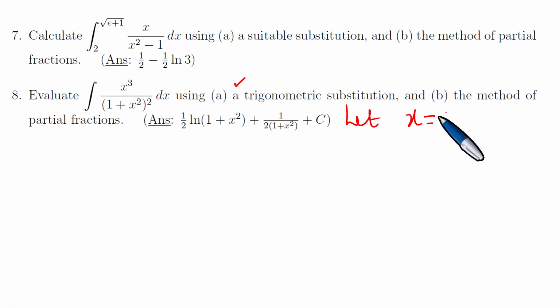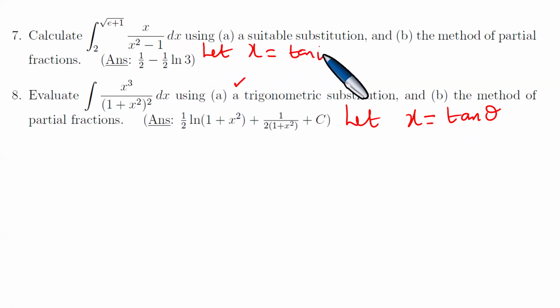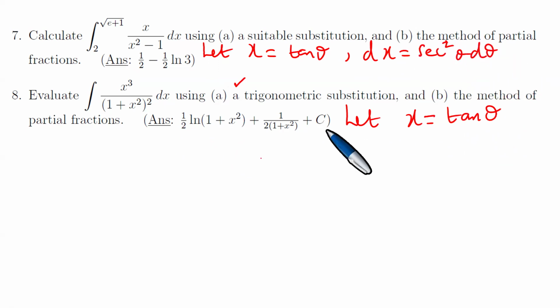Therefore we would let x be equal to the tangent. Let x be the tangent of theta, which means that dx is the secant squared of theta d theta. This is a trigonometric substitution like we saw last time. We can also use a hyperbolic substitution. Right, so at this point, we are in business and able to continue.